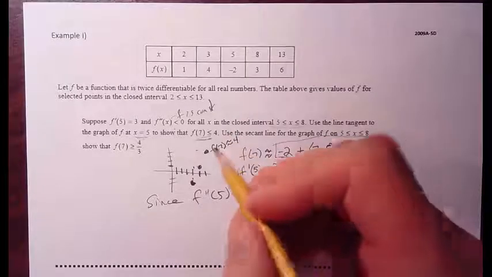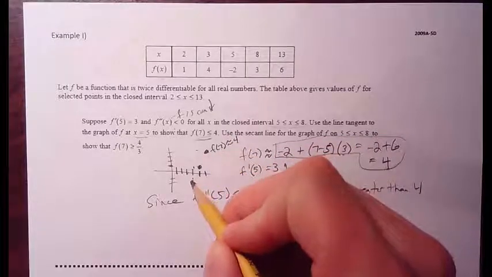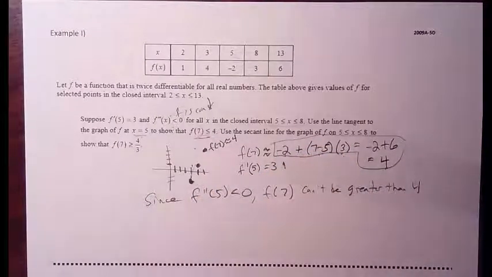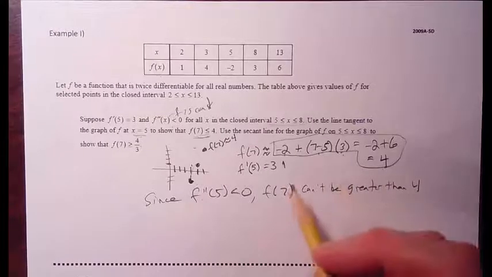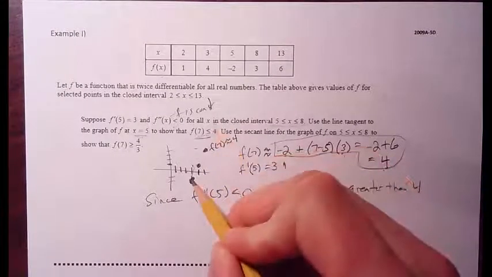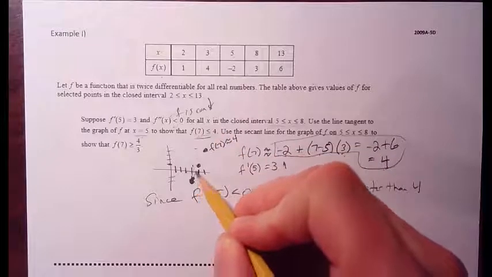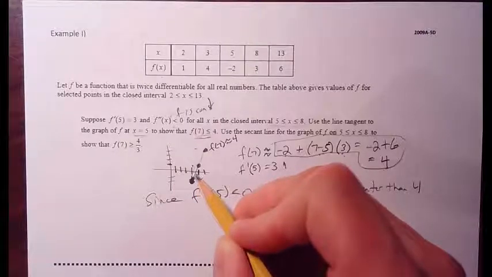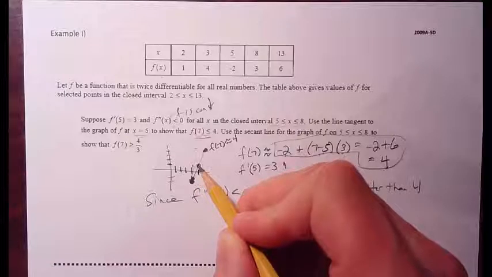Or to draw it in pictures, since our graph is concave down, let me try that again. Since our graph is concave down, and we know this point exists, we have a slope of 3. Our slope is going to be chilling out, because if f double prime is negative, that means f prime is decreasing. So this 3 isn't going to be a 3 anymore by the time you get to this point.